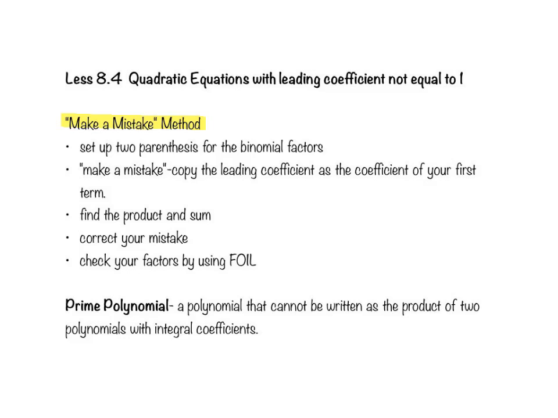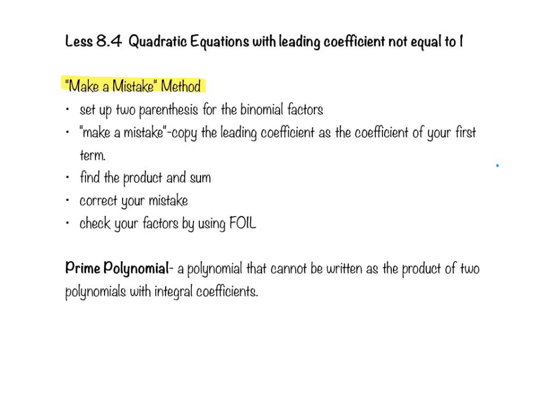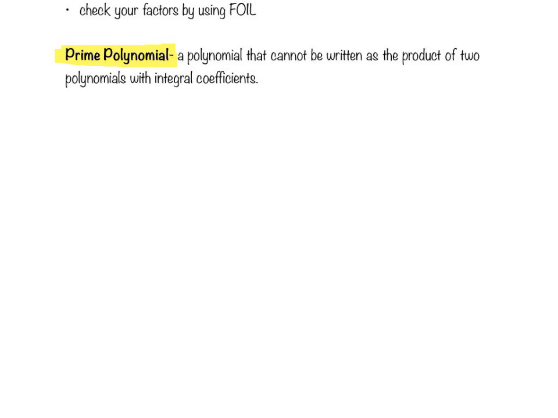You need to know that there are polynomials that cannot be factored. These are called prime polynomials. Prime polynomials are polynomials that cannot be written as the product of 2 binomials with integral coefficients, in other words, with coefficients that are integers. Okay, let's get started practicing factoring these quadratics.